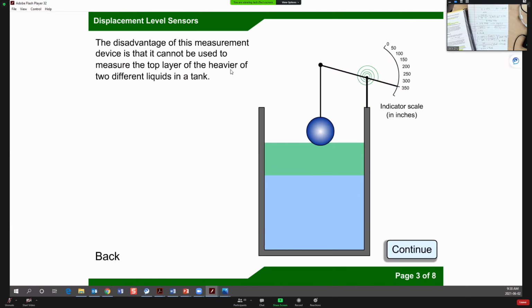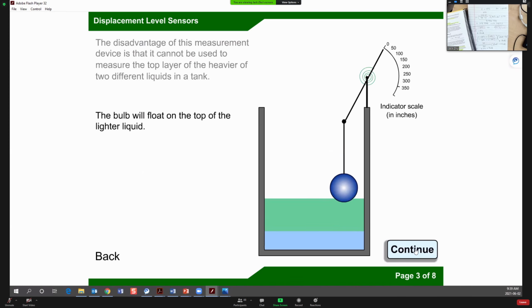But sometimes you have a mixed liquid, two different types of liquid, one heavier at the bottom, another lighter on top. If you have oil and water mixed together, or some other type of liquid, the lighter one always stays on top and the heavier one always stays at the bottom. So then you cannot actually measure the bottom liquid level, because this floater will always stay on top of the light liquid.